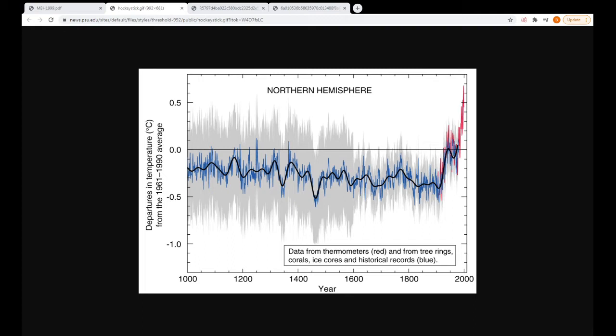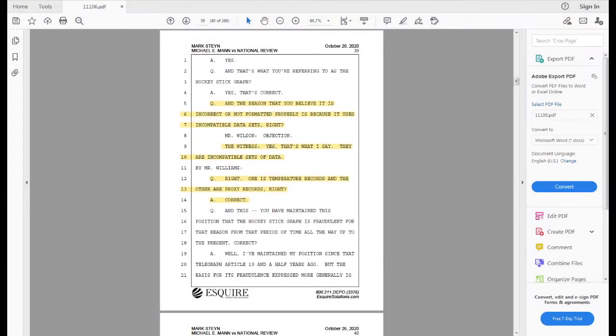it today is the creator of the graph, a scientist named Mann, is currently suing a number of people for criticizing it. One of the defendants in the lawsuit, a man named Mark Steyn, recently gave a deposition, and I want to discuss some strange things he said in it.